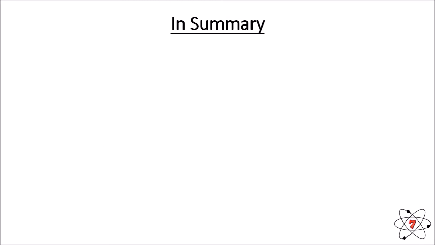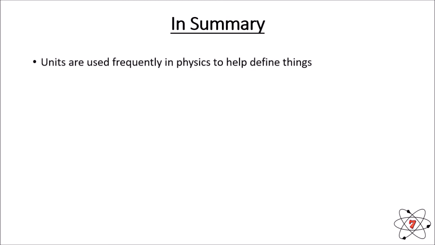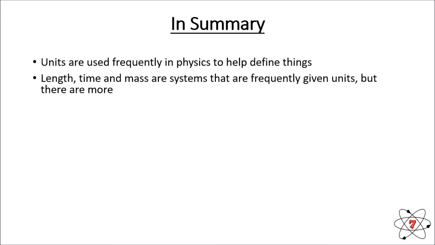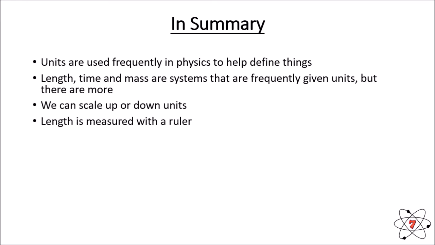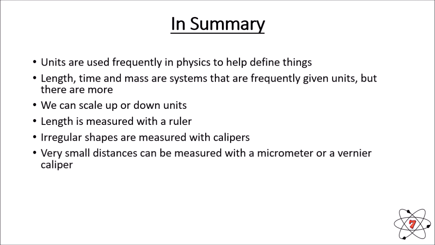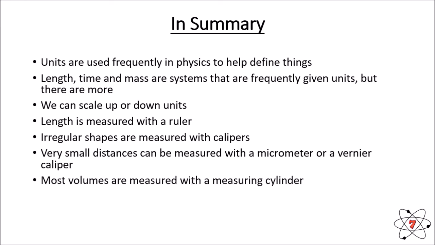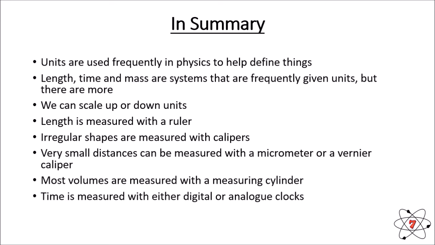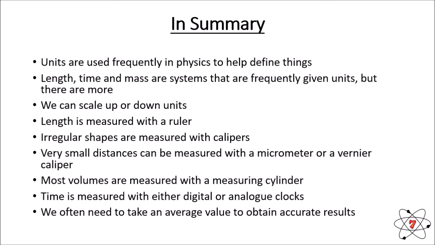So, in summary, units are frequently used in physics to help to define things. Length, time, and mass are systems that are frequently given units, but there are more things that we will measure. We can scale units up and we can scale them down. Length is measured with a ruler. Irregular shapes can be measured with callipers. Very small distances can be measured with a micrometer or a vernier caliper. Most volumes are measured with a measuring cylinder. Time is measured with either a digital clock or an analog clock. And we often need to take average values to obtain accurate readings.